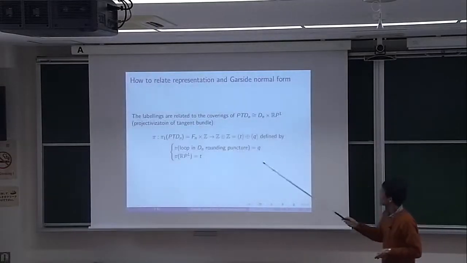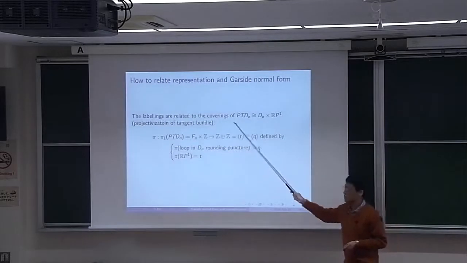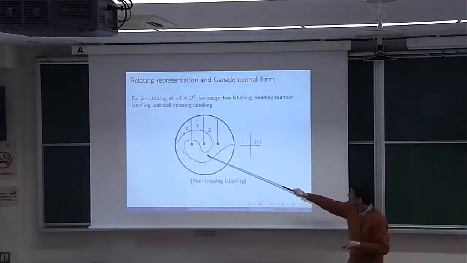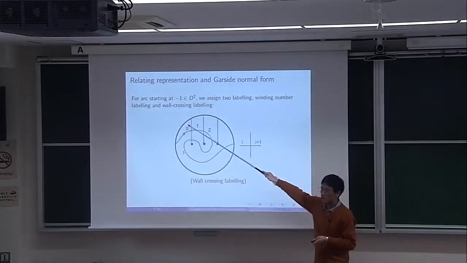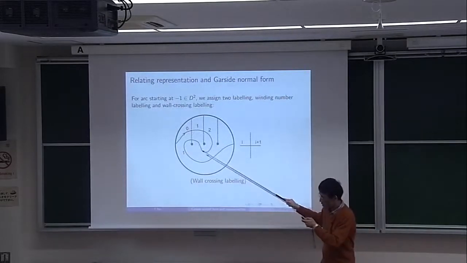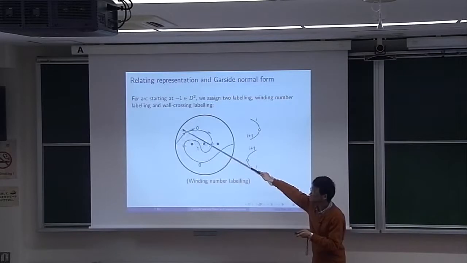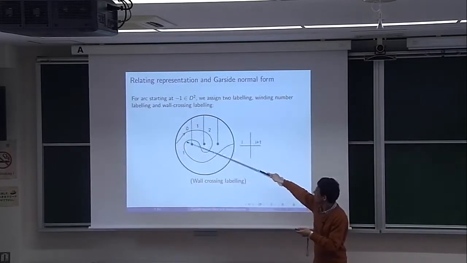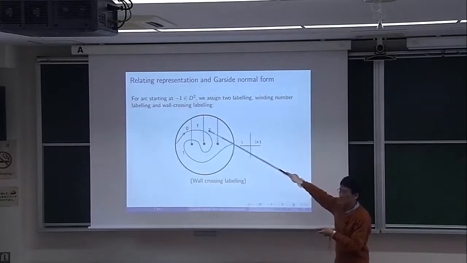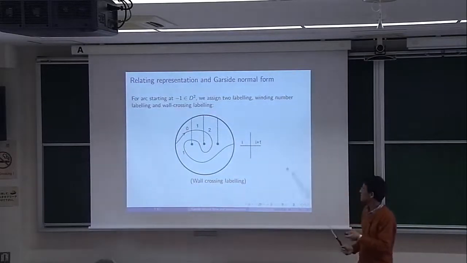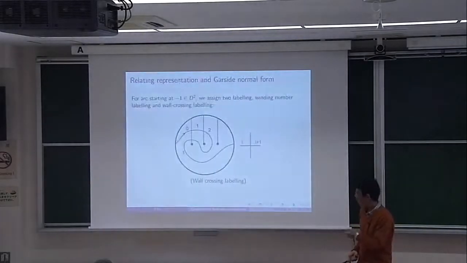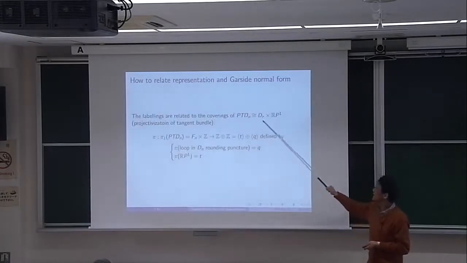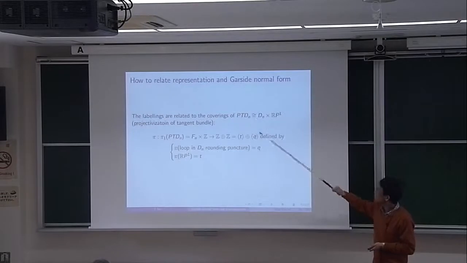And this labeling has an obvious topological interpretation: how many times the tangent vector winds, or counting the algebraic crossing number. So it is related to a certain covering of the projective tangent bundle of the punctured disk.